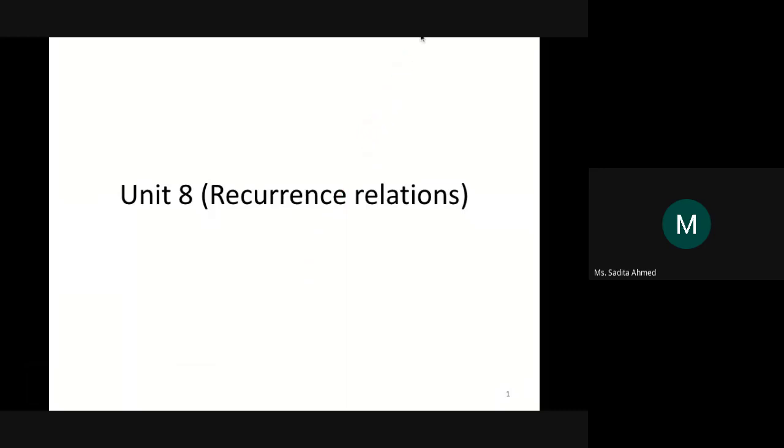So what are recurrence relations? Actually, you have seen recurrence relations already. Can anybody remember where exactly you have seen recurrence relation? In this course itself, you have already seen recurrence relation.